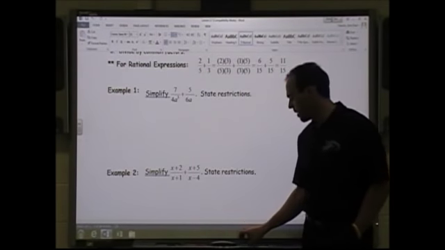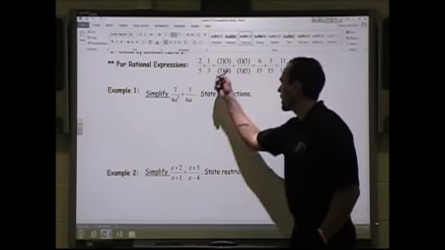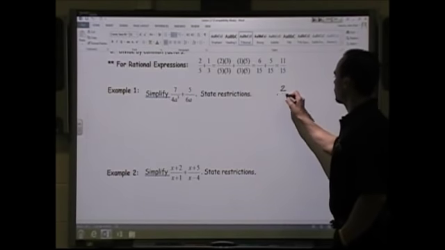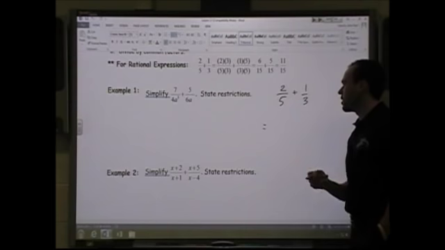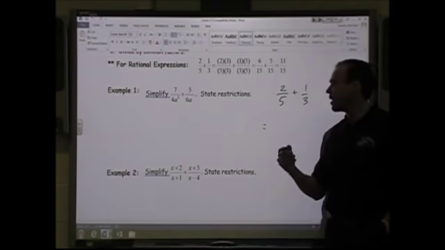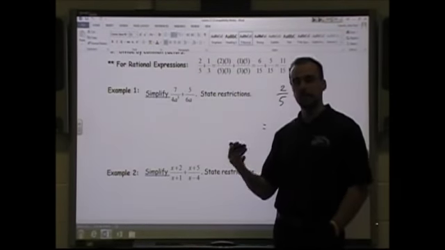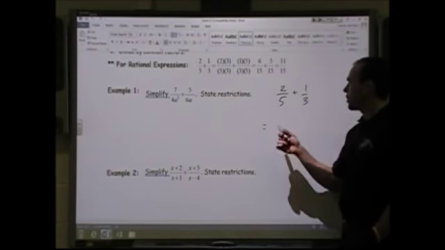Well, you have to first come up with a common denominator. So that's what I did there. I'll just redo it over here. 2 over 5 plus 1 over 3. You have to come up with a common denominator in order to add. You can't just add the bottoms and add the tops. That's not how you add fractions. You have to come up with a common denominator.